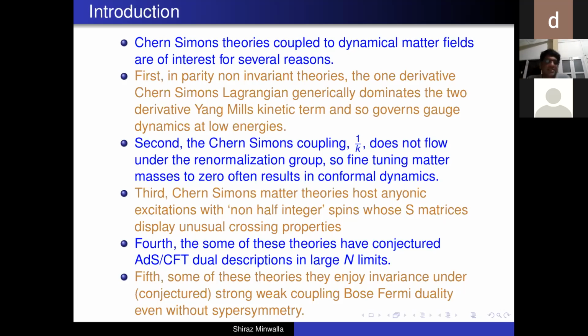Fourth reason to be interested in these theories is that some of these theories have conjectured AdS/CFT dual descriptions in the large N limit. The prototypical example is, of course, the ABJM theory, which is a Chern-Simons matter theory. More funny examples are Chern-Simons matter theories with fundamental matter, which have conjectured AdS/CFT type dual descriptions involving not gravity, but Vasiliev theory, which is also interesting in its own way.